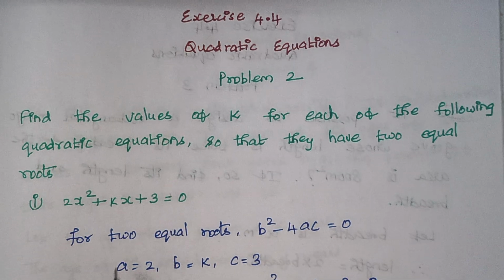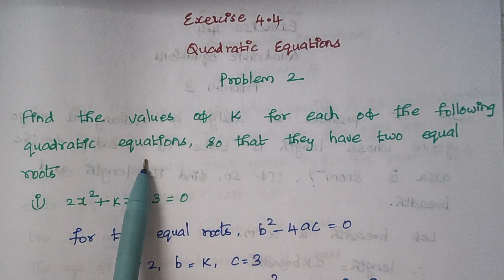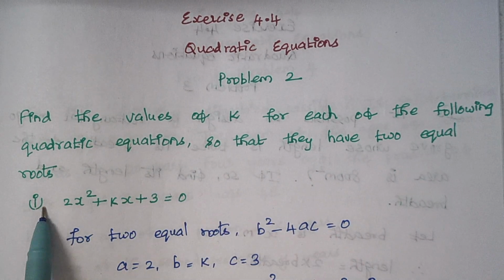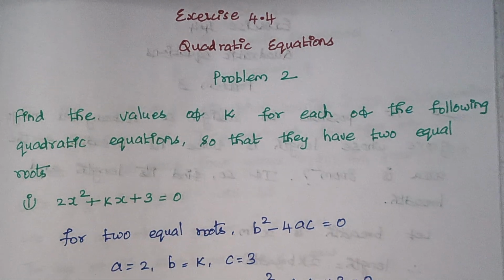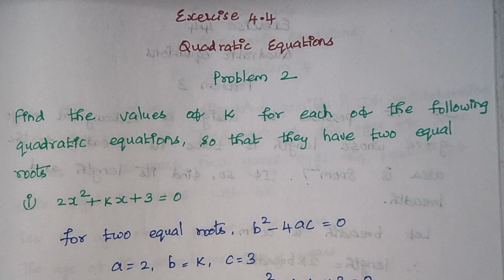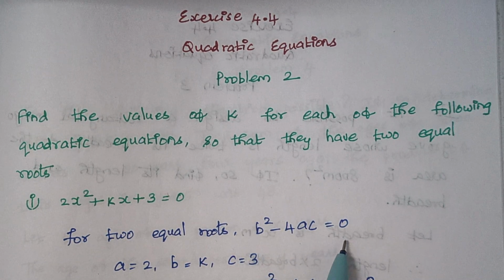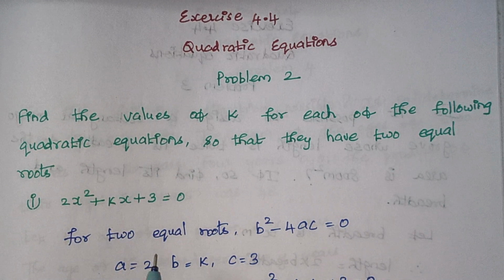The problem is: find the values of k for each of the following quadratic equations so that they have two equal roots. The first problem is 2x square plus kx plus 3 equal to 0. What is the condition to have two equal roots? The condition is b square minus 4ac is equal to 0. From the given equation, just write down the values of a, b and c.